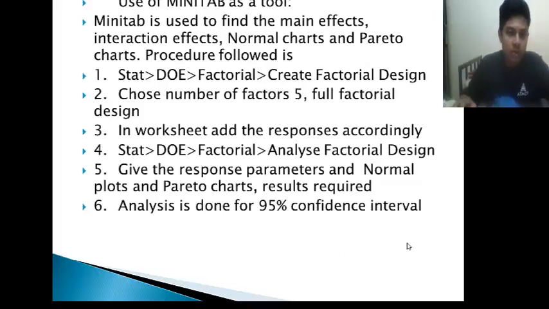Now we go for the analysis of this design. The analysis of this design is done by the same procedure, just in the end we have to do Analyze Factorial Design. In this, the main requirements are: we need Pareto charts, normal plots, and other parameters that are given by default settings. Now the alpha used here is 5%, so a 95% confidence interval is used.